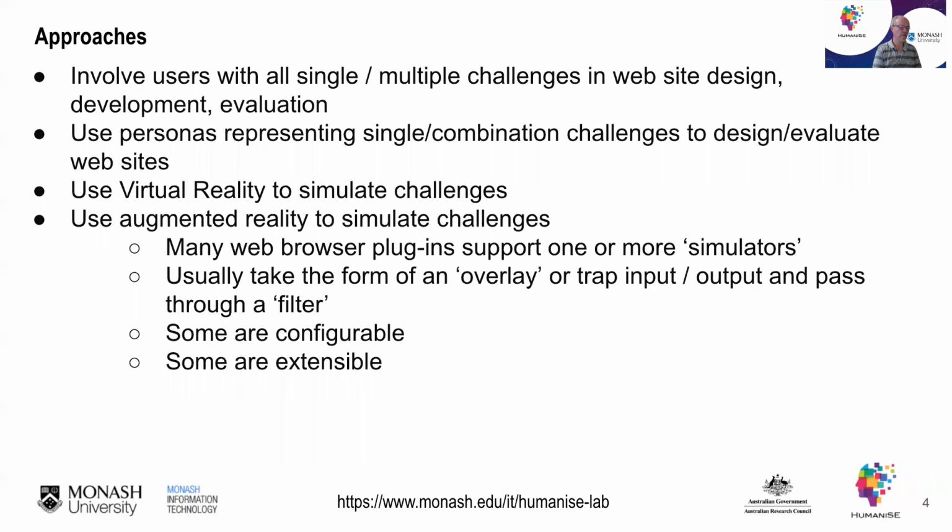First of all, we could have a design process, an evaluation process that tries to include users with a very wide range of accessibility challenges, possibly some users with not just single challenges, but multiple challenges, and include them in website design, development, and evaluation. Of course, this is very challenging, first of all, finding that range of stakeholders, but then going through the design, development, and evaluation process with them is going to be very time-consuming, very challenging.